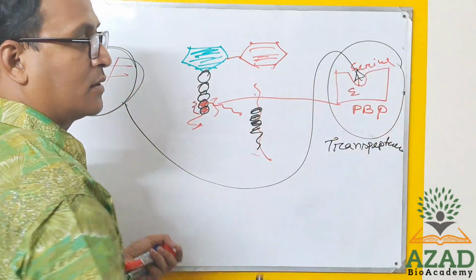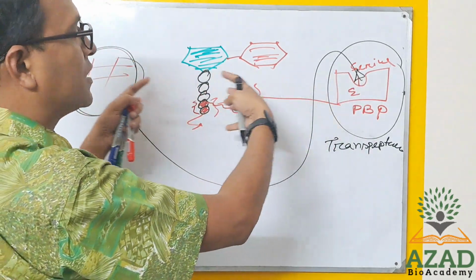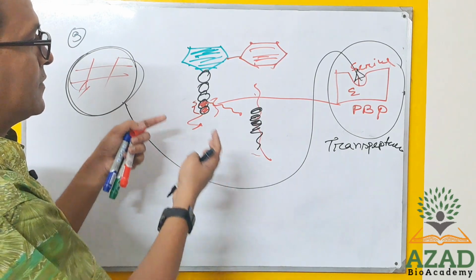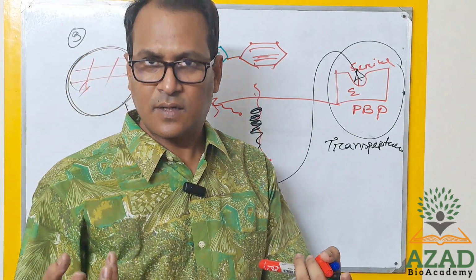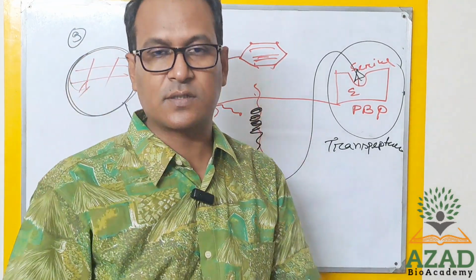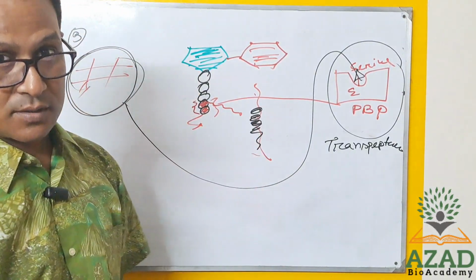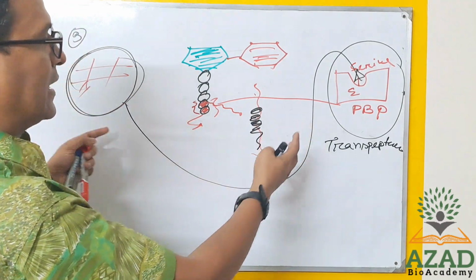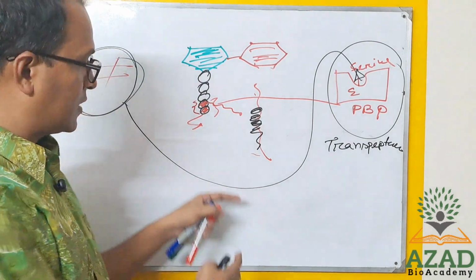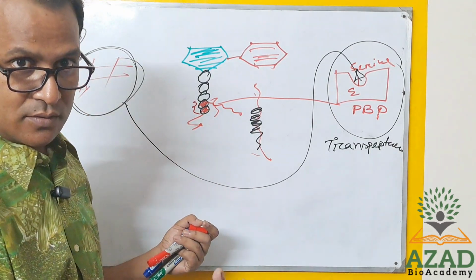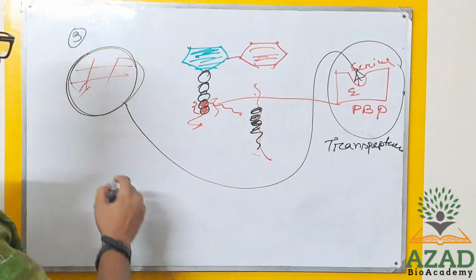Then what will happen? The main function of the cell wall is to maintain the osmolarity. Another function is protection, but one of the major functions is to maintain the osmolarity. So when cross-linking is not possible, the wall will be very loosened and the osmolarity will change, and lots of water will enter into the cell and the cell will burst. Okay, so this is the mechanism of action of beta-lactam antibiotics.